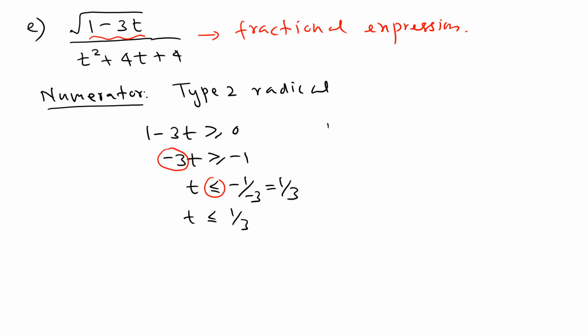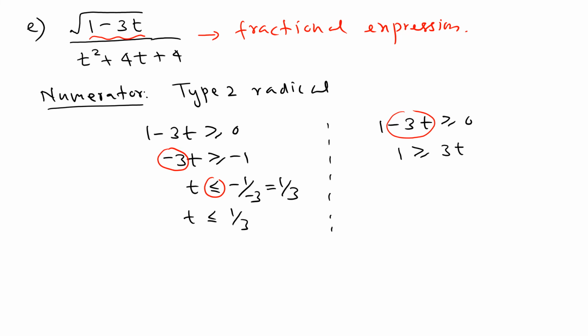Let's discuss another way to solve this problem. The other way to do this is, we can start with 1 minus 3t greater than or equal to 0. So the next step is we're going to move this term to the other side. To do that, we add 3t to both sides. So that's another way to do it.